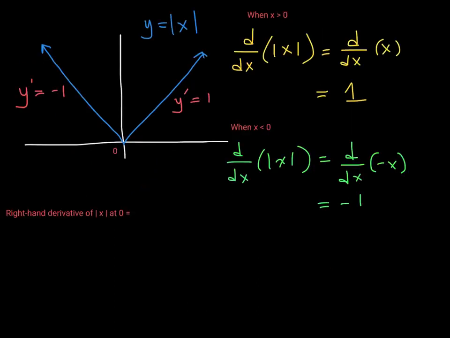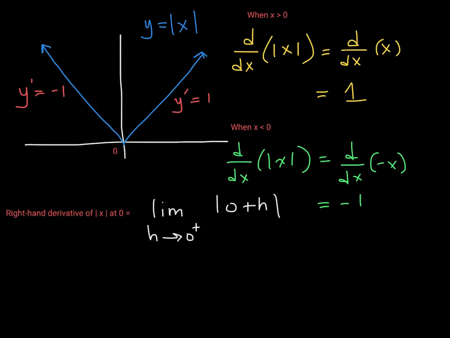So consider this, the right-hand derivative of the absolute value of x at 0 is equal to the limit as h approaches 0 from the right of the absolute value of 0 plus h, right?